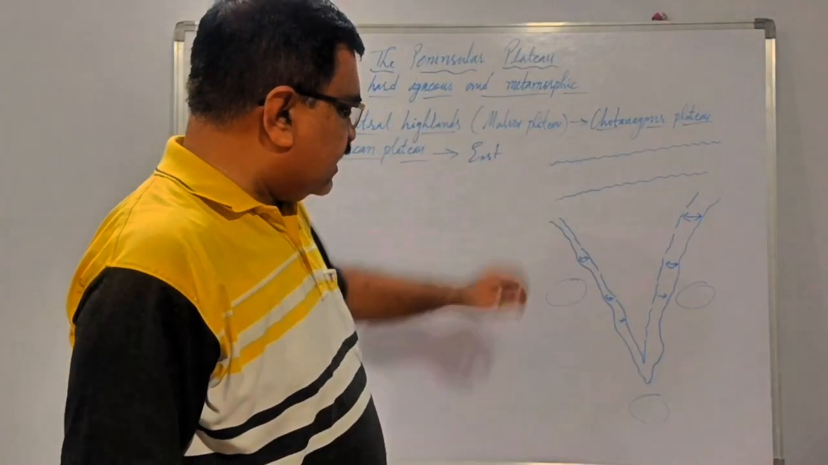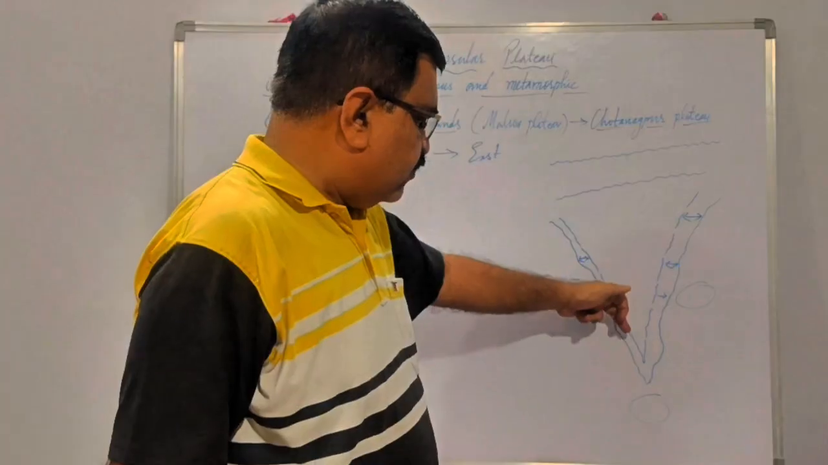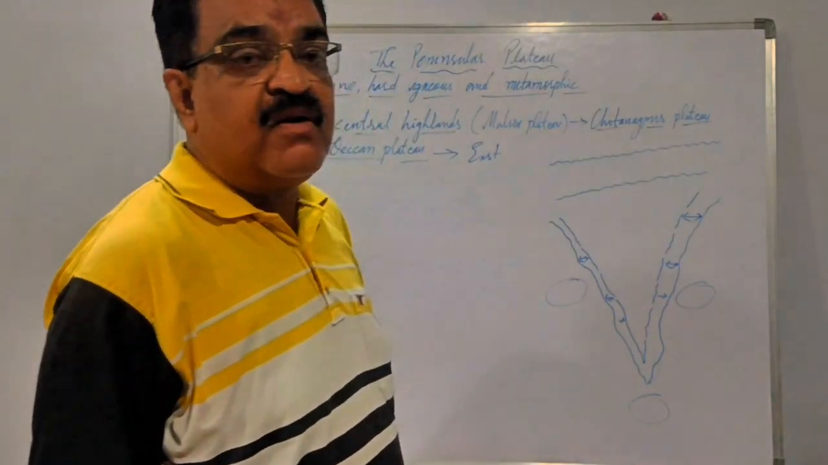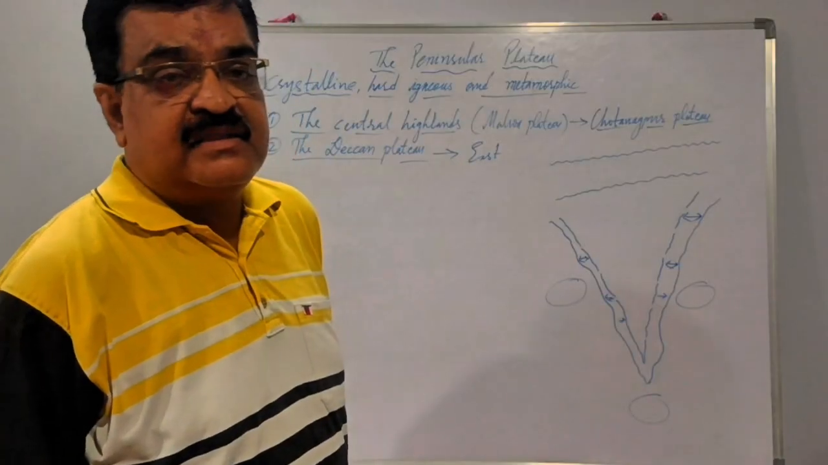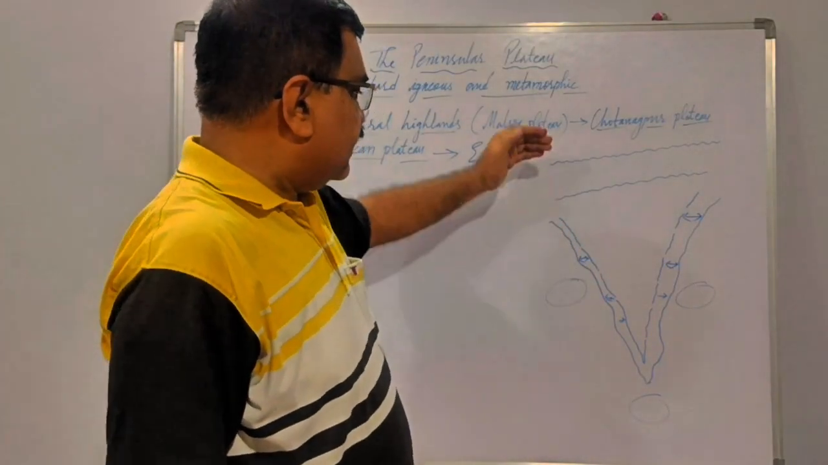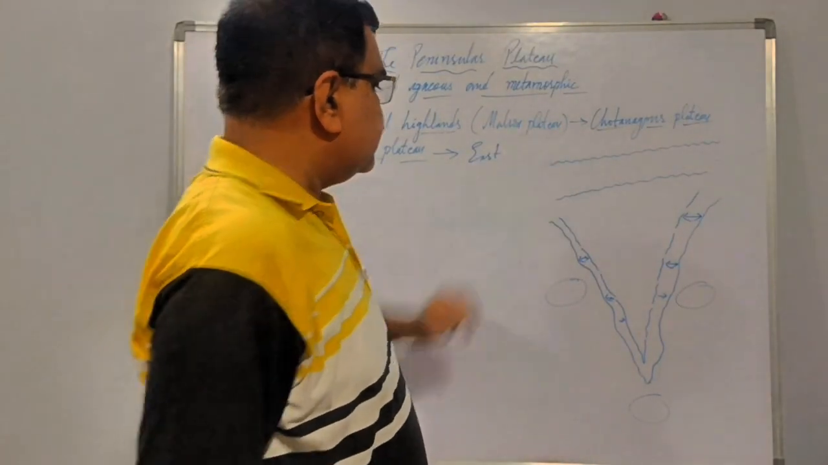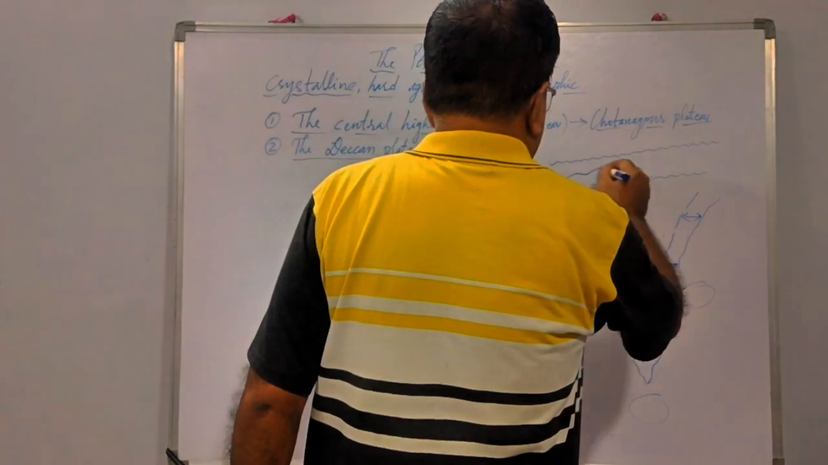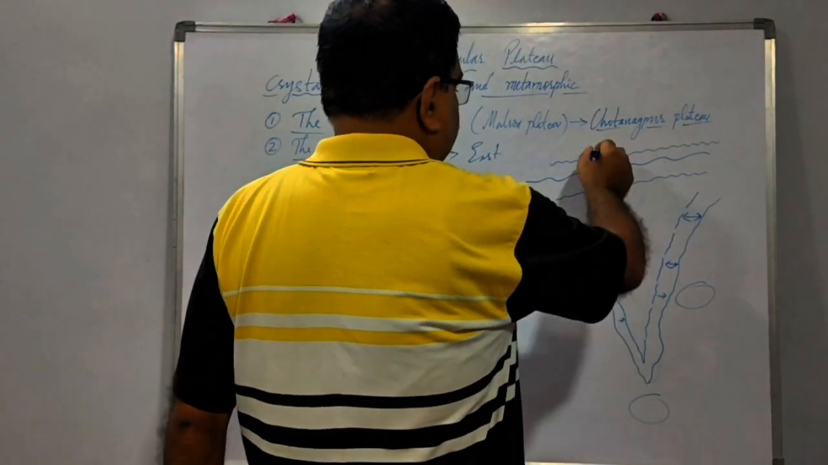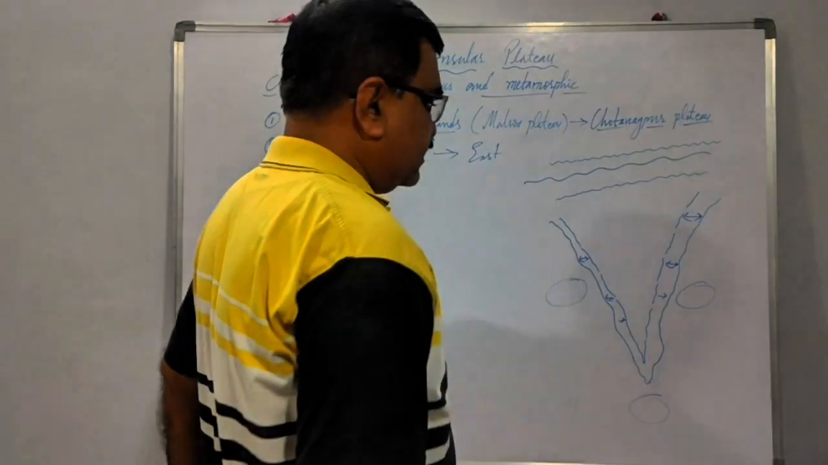What are the Western Ghats? The continuous chain of mountain range which runs parallel to the western coast of our India. Those are called the Western Ghats, meaning the continuous range of mountains. Here, the peninsular plateau is bounded by the Vindhya range, then the Narmada river, then the Satpura range, Vindhya range, Satpura range, Western Ghats, and the Eastern Ghats.